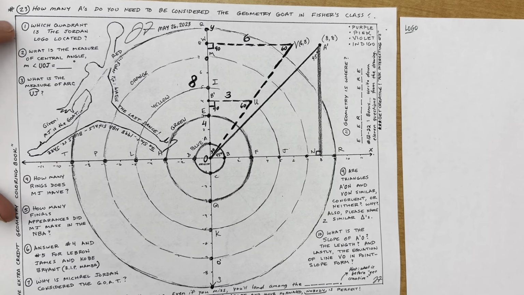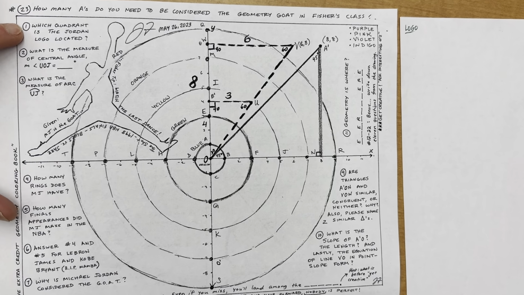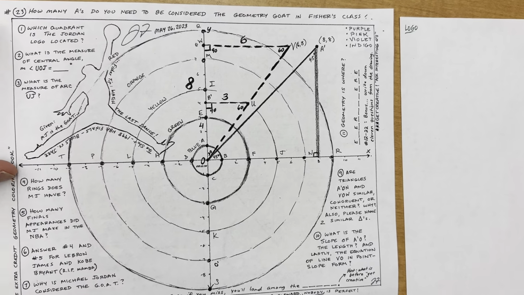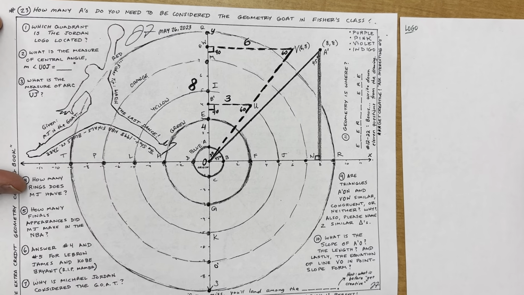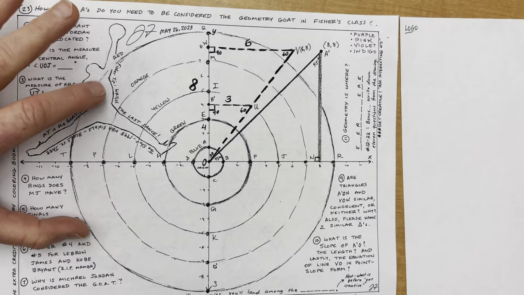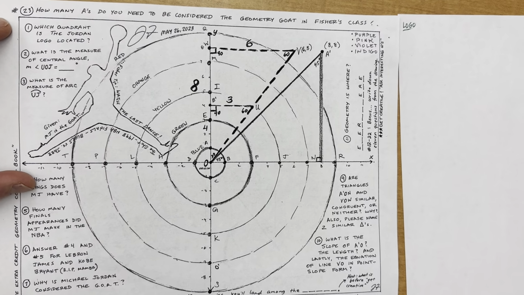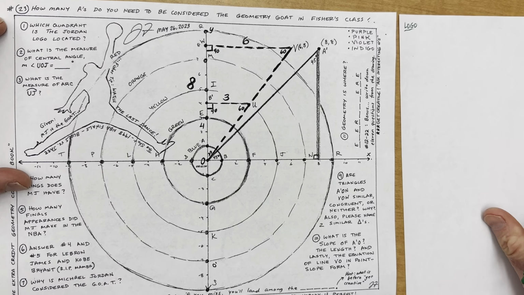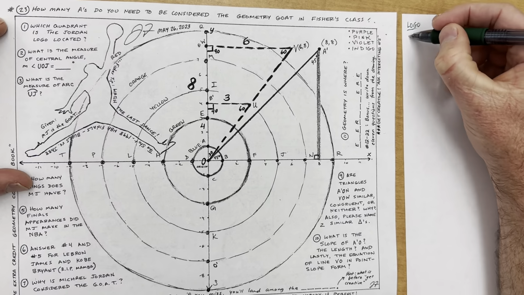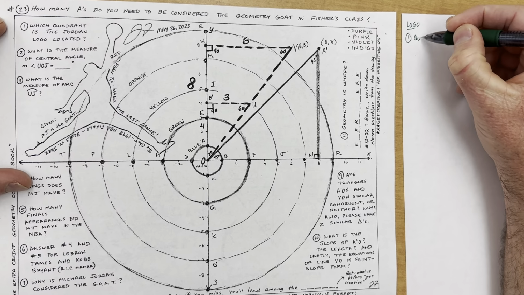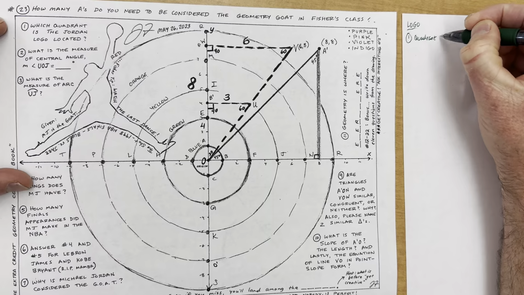Now, number 1 is right here. Which quadrant is the Jordan logo located? Most people know the Jordan logo. There it is. That is in quadrant 2. So quadrant 2. That's the first one.